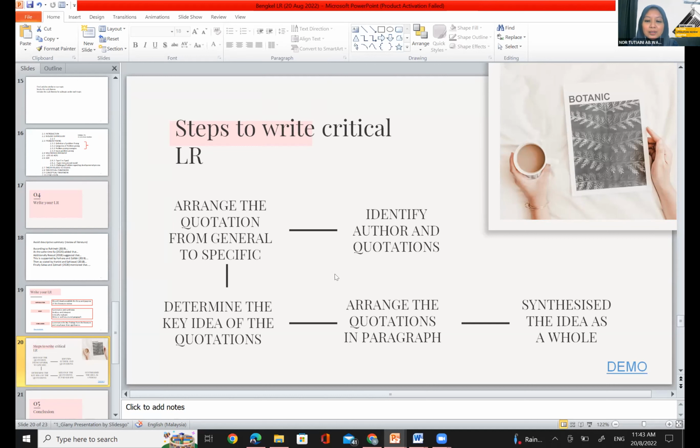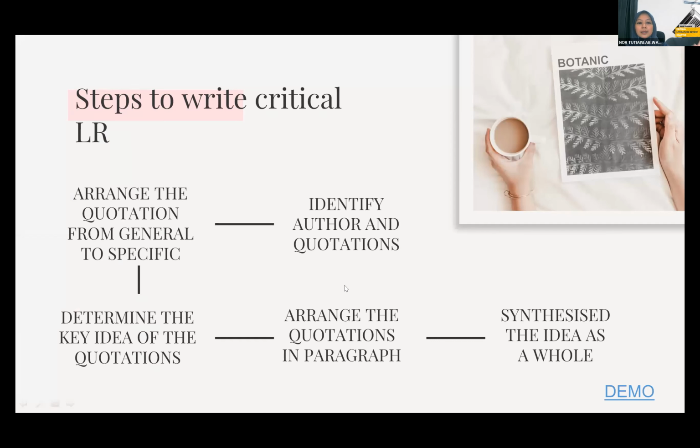Alright. Okay, so first of all, let me present this. Steps to write critical LR. Okay, first, of course, kita kena identify the author and quotation. Usually dalam my bengkel of literature review, kalau yang 4 jam ke sehari macam tu, I akan buat atlas T kat sini. So I akan tunjuklah macam mana kita nak extract the statements to atlas using atlas T. Okay, but today kita tak akan ada masa untuk buka atlas T. So I akan buat manual sahaja.